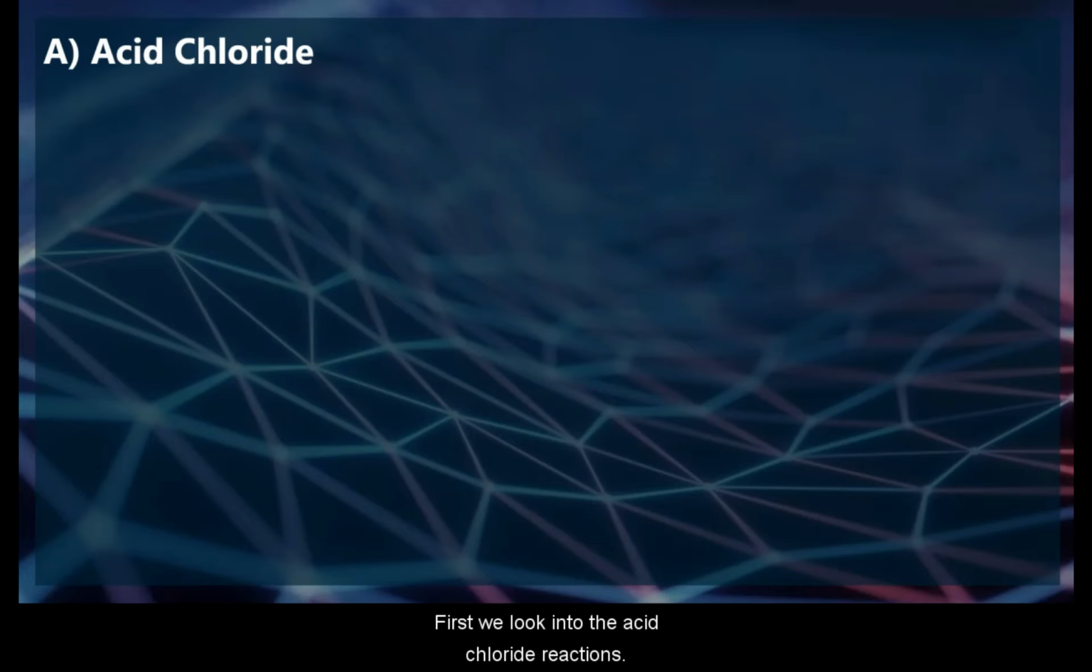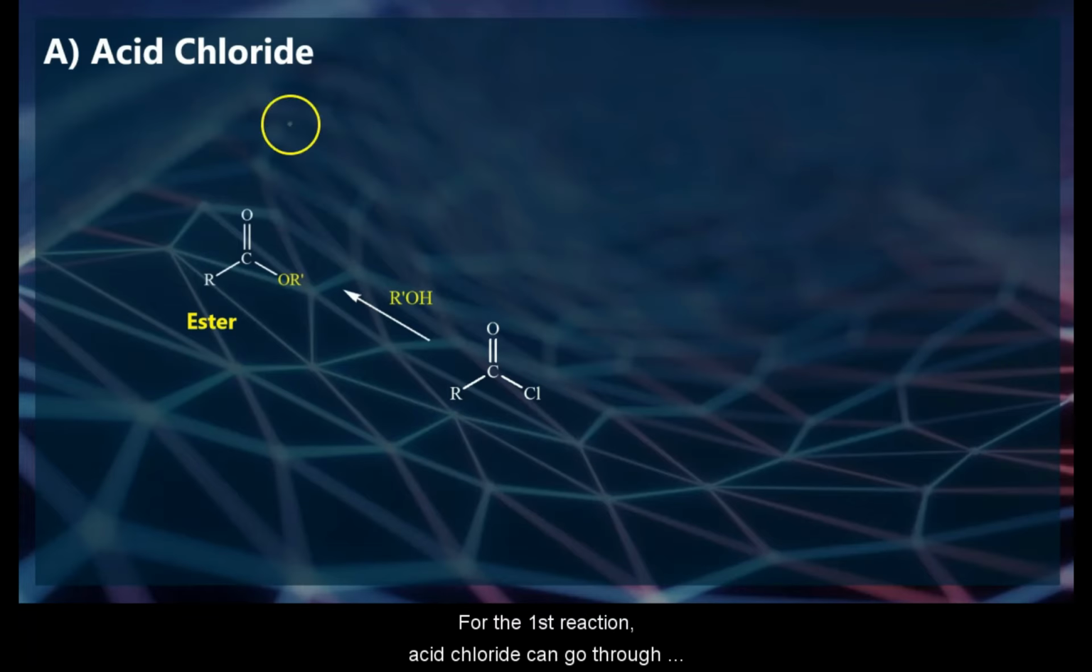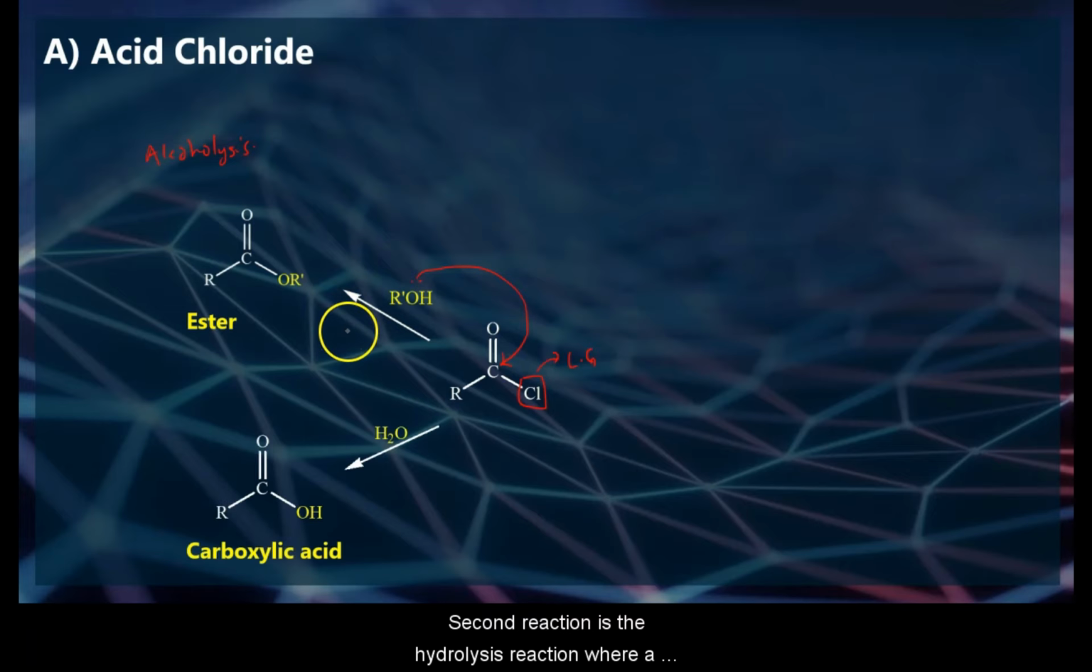First, we look into the acid chloride reactions. For the first reaction, acid chloride can go through alcoholysis to form an ester when it reacts with alcohol. Chloride ion leaves as leaving group, and alcohol as nucleophile will attack C double bond O. Second reaction is the hydrolysis reaction, where a carboxylic acid is formed if the acid chloride is treated with water. Chloride ion leaves and hydroxyl group attacks C double bond O.